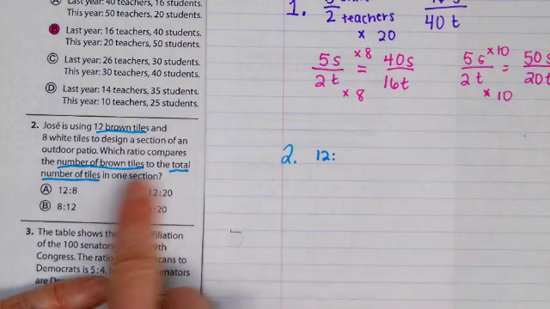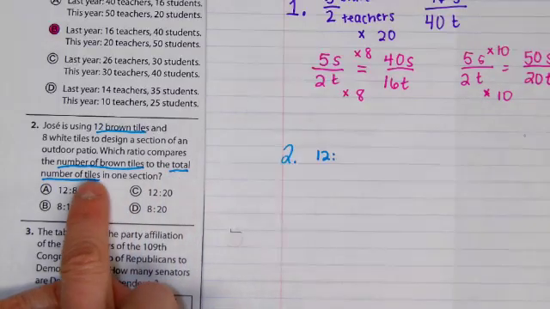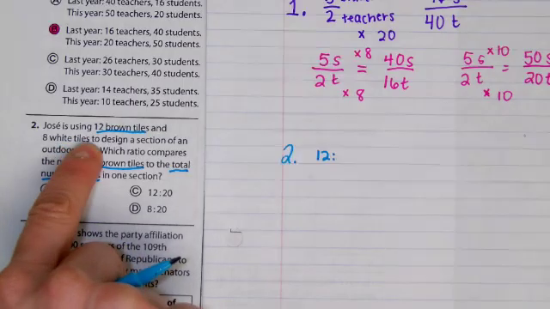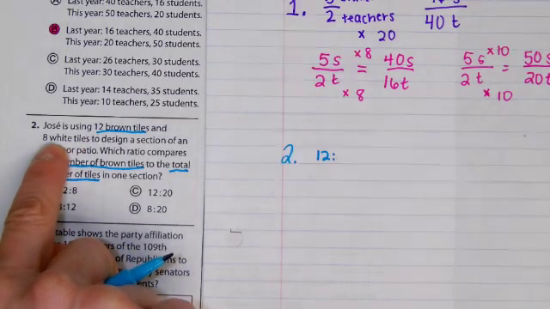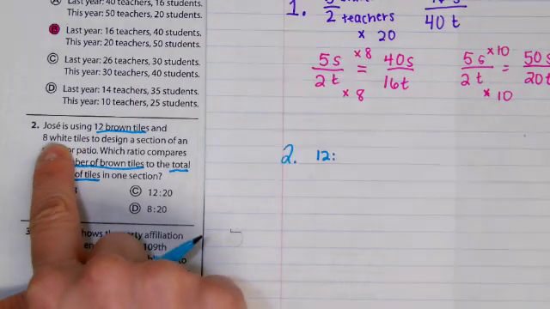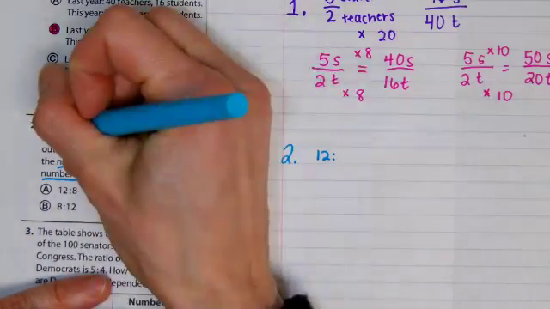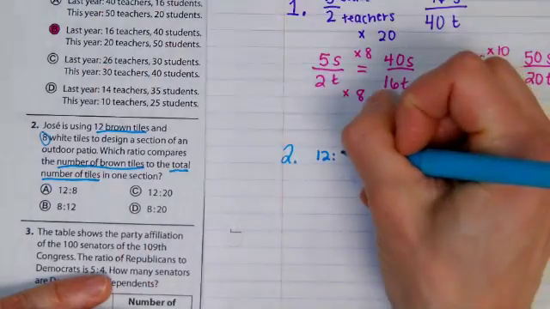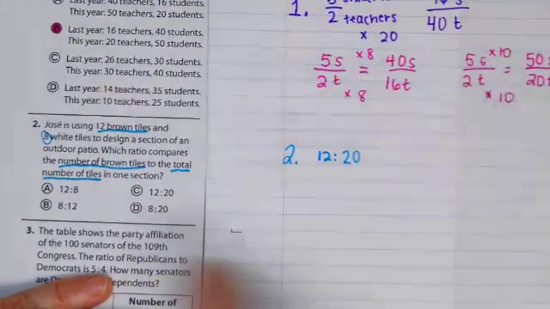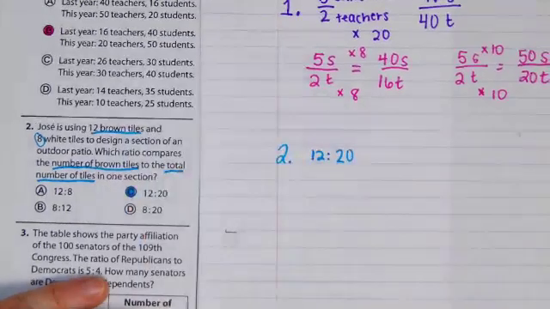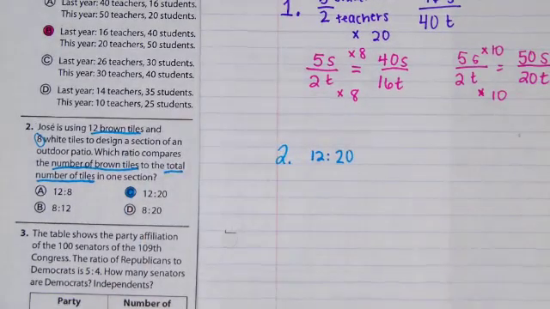Now we move on. The total number of tiles has to be next. So this only tells us there are 8 white tiles. So the total number of tiles would be 8 plus 12, right? This 8, and then we have to add that 12, and that total would be 20. And so we know our answer is going to be answer choice C. Okay, so far so good.